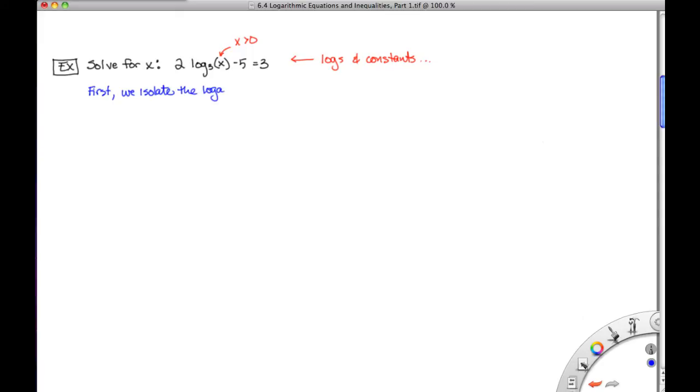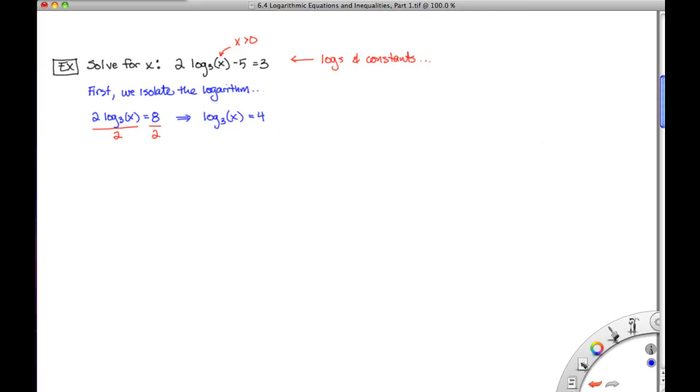Which we can do in this case. We can't always do that. So we're going to move that other constant, that 5, to the other side. If we add 5 to both sides, we'll have 2 times the log base 3 of x is equal to 8. And while we're at it, in order to isolate this log, we should also remove any coefficients that happen to exist. So if we divide both sides by 2, we get an isolated log base 3 of x is equal to 4.